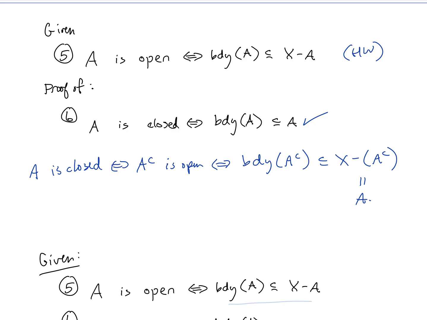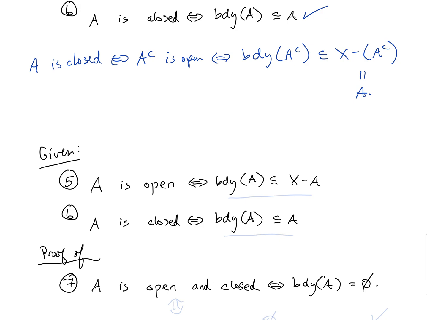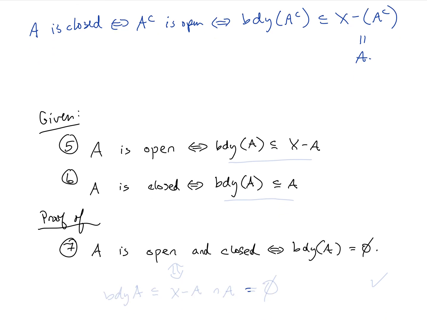Great. Now to prove 7, this is just as easy, assuming that 5 and 6 are true. A is open and closed if and only if both of these things are true. So A is open and closed if and only if the boundary of A is a subset of both X minus A complement, and A. What's in the complement of A and A? Nothing is in there, so we're done.